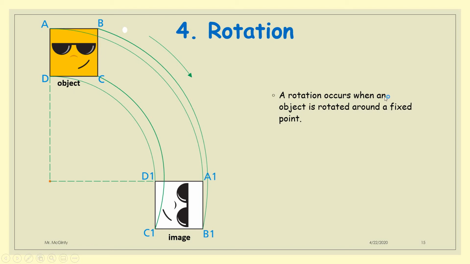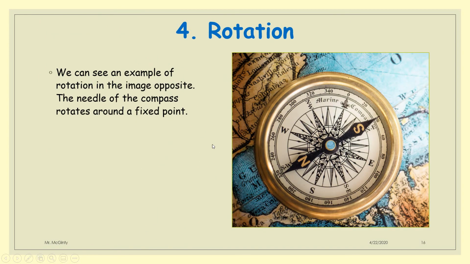So rotation occurs when an object is rotated around a fixed point. If we look at an example here, there's a compass. The handles rotate around a fixed point. So the two handles are labelled south and north. This little red or blue dot, that's the central axis. That's the fixed point that it rotates around. So it's based on the same idea as that.